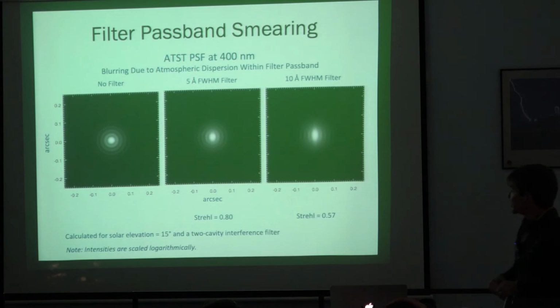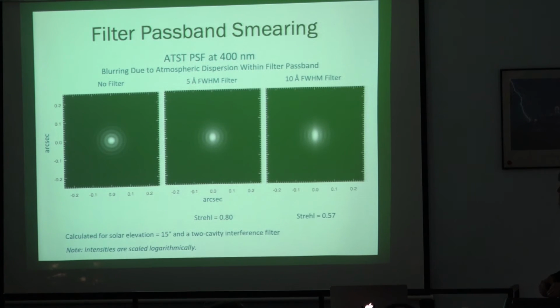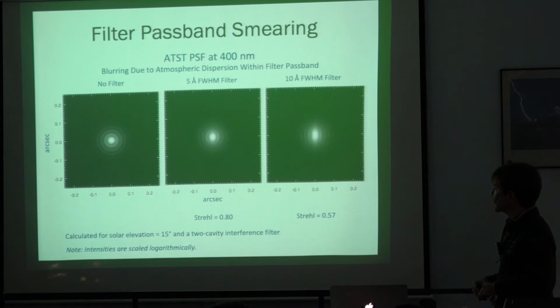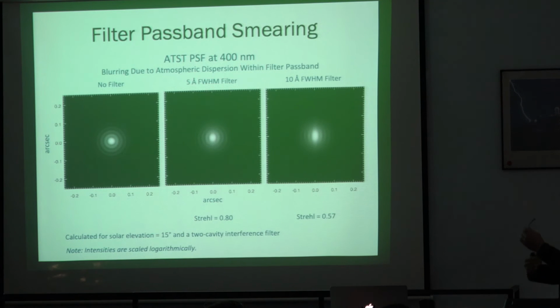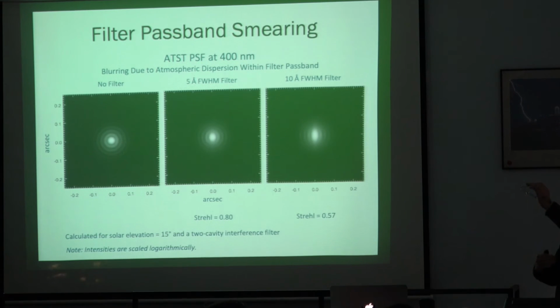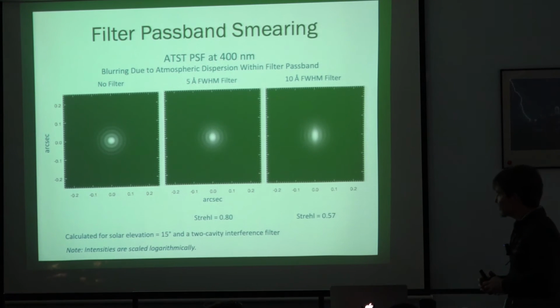One just mentioned some other effects here with the dispersion. It can cause some smearing when you're imaging through a filter with a significant bandpass, right? If I have a few angstrom, 5 or 10 angstrom filter, again, I have images being spread out according to wavelength, and that will spread out the image across the filter.